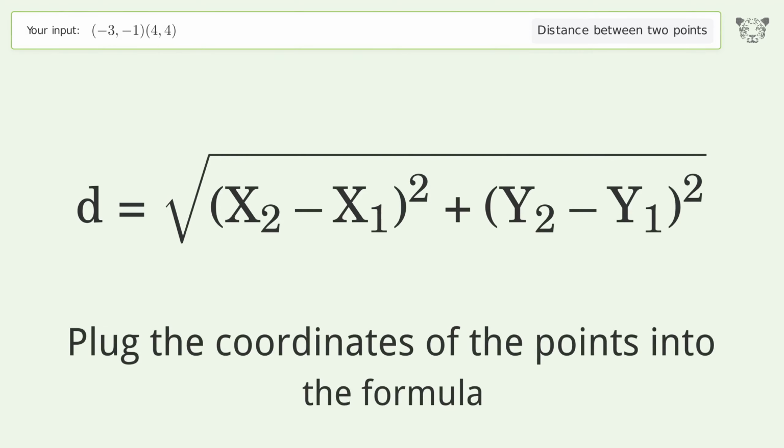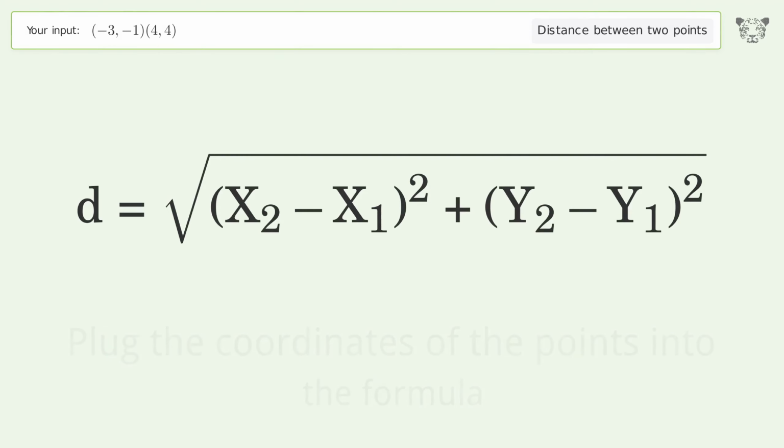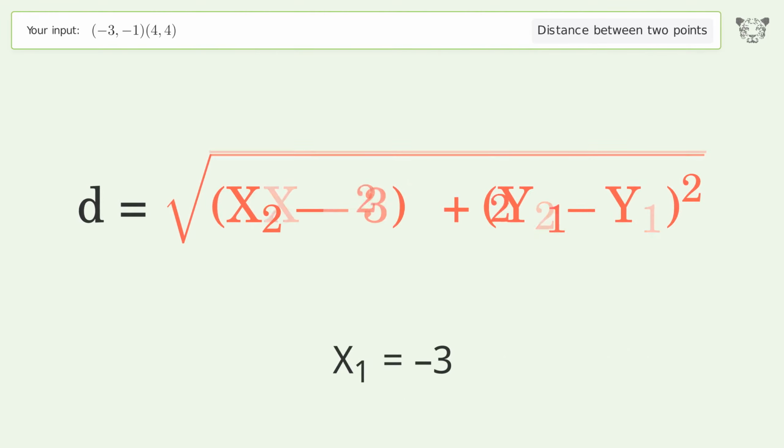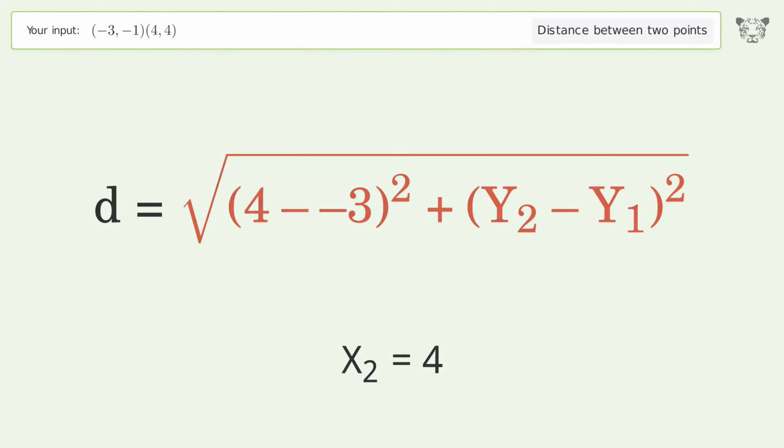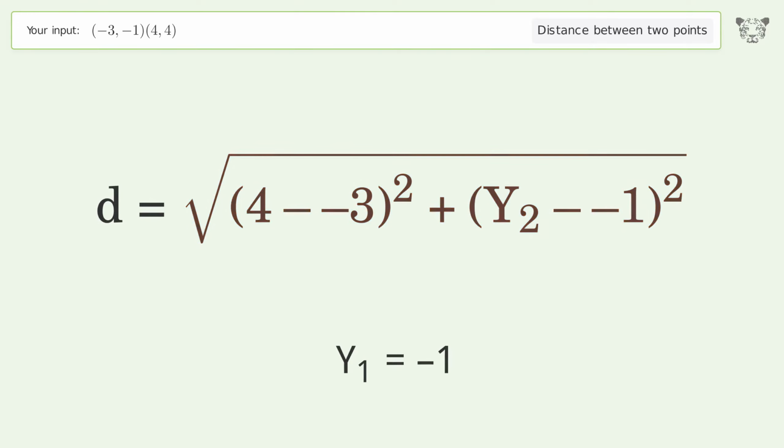Plug the coordinates of the points into the formula. x1 equals -3. x2 equals 4. y1 equals -1. y2 equals 4.